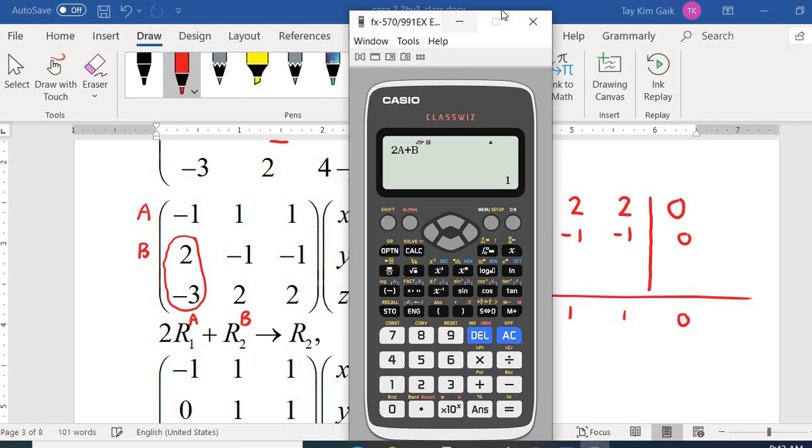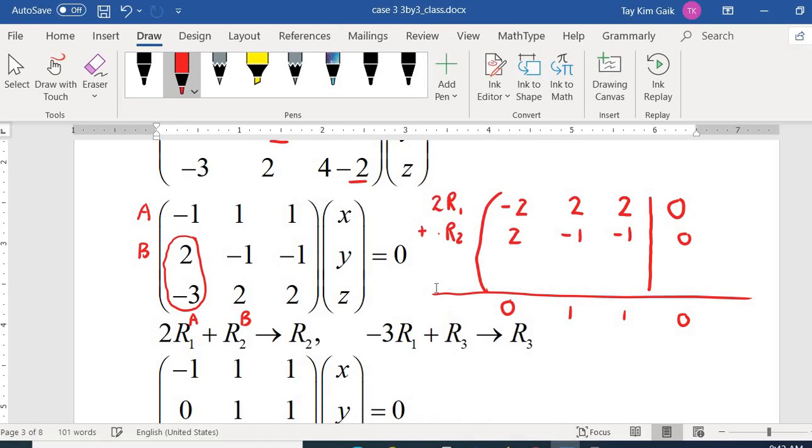Okay, this is using the calculator. If you don't like the calculator, you may do it manually. But the calculator will help you, especially if the values in matrix A are not integers but floating point numbers. So using the calculator will help you calculate it quickly. Now we have successfully eliminated the cell A21, which becomes 0.